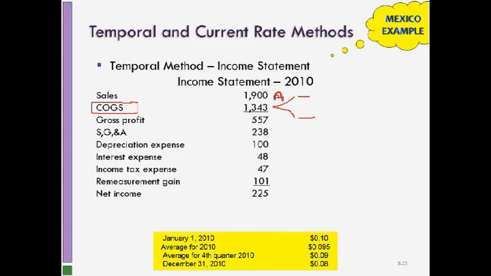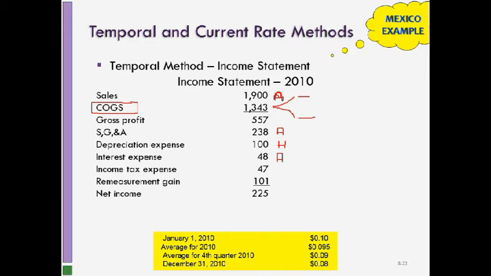What about gross profit? Well, that's just a subtotal. What about sales, general administration expenses? Again, we're using the average. What about depreciation expense? We're using historical here, historical rate. It was 1,000, so the US dollar equivalent is historical 100. Yes, 0.10 times 1,000 equals 100. Interest expense 48. We're using the average, so we're basically multiplying the peso interest by 0.095 to get 48.